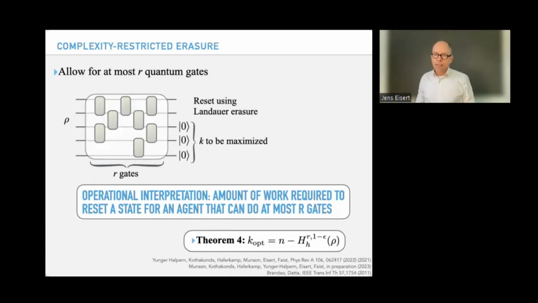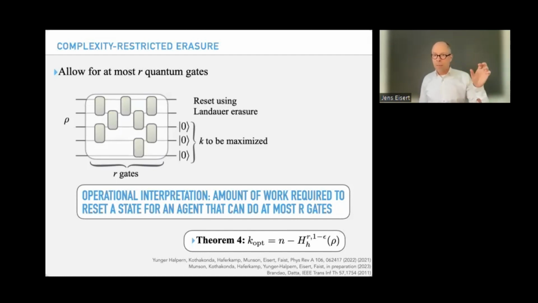And that motivates us to define and study complexity-restricted notions of erasure, where you have a state given and you want to maximize the number of zeros that you get out, so that the rest is being reset using the Landauer erasure. But now you are restricted in your abilities in a very hands-on operational fashion, in that you can only apply R gates of a certain type, precisely in the way we've been discussing all the way through the talk in a complexity sense. You can do R gates to reset, and then you can see how many pure or almost pure zero states you can get out in this erasure process. That has a very hands-on operational interpretation. It's the amount of work required to reset a state for an agent that can do at most R gates.